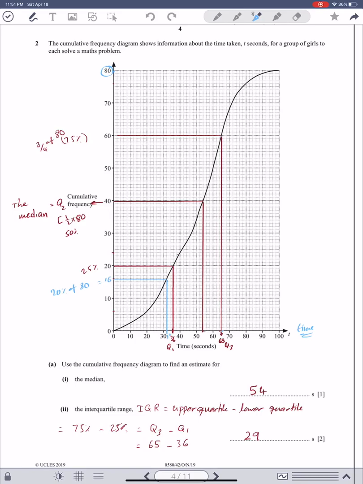So the median is the value opposite 50%, or we call it Q2, the second quartile. Half, or 50%, of 80 is 40. You go by a ruler to the curve, then you go down. So this is the median. From 50 to 60 is 10. Each one we have 5 units. Each unit is 2. So this is 52 here. This is 54.